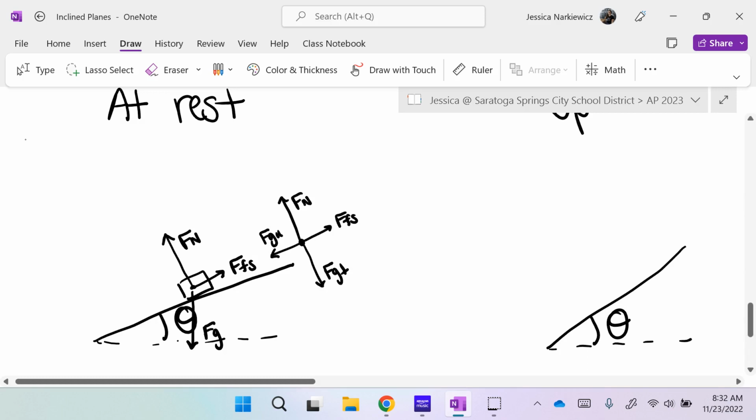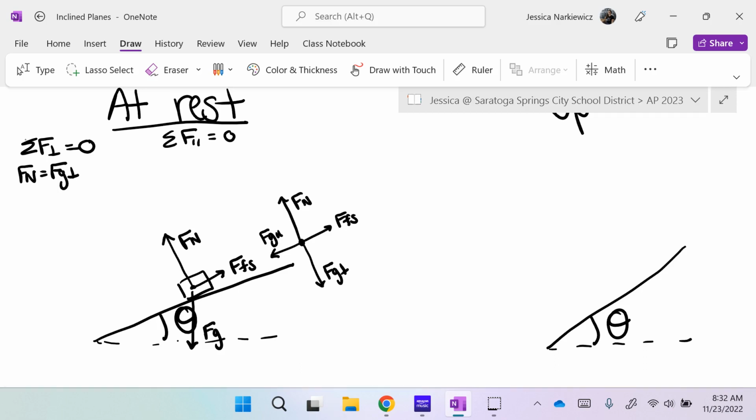Okay. Now notice I still drew my initial free body diagram. That's like my official one. And then this is just the really helpful one. If I'm at rest, then the net force perpendicular and parallel are going to be 0. So perpendicularly, I have a normal force equal to FG perpendicular. When I'm at rest, my FG parallel has to equal my force of static friction.